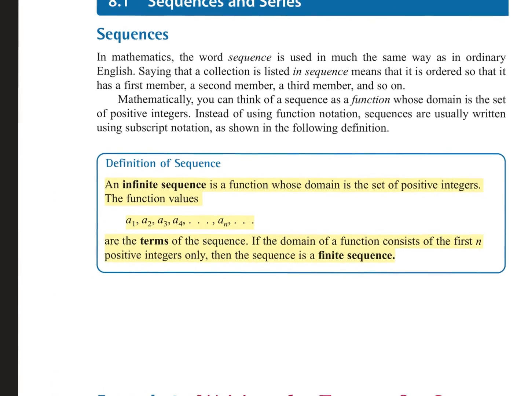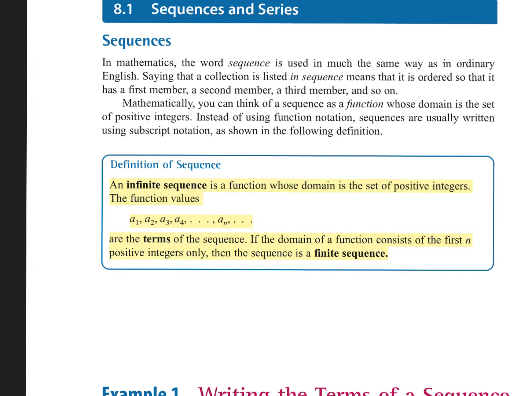When you're talking about a sequence or a series, an infinite sequence is a function whose domain is a set of positive integers. Guys, if you have an infinite sequence, what does the word infinite mean? It never ends, goes on forever, kind of like infinity. If you have a finite sequence, what does that mean? It ends. There is a specific beginning term, and there is a specific ending term.